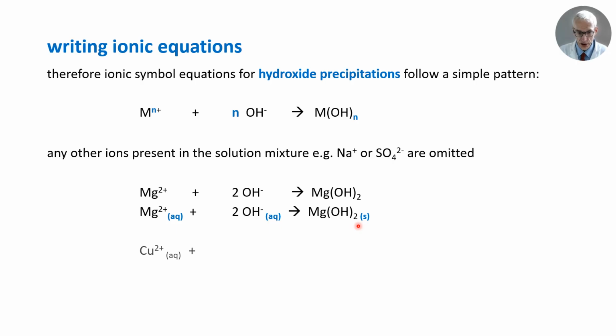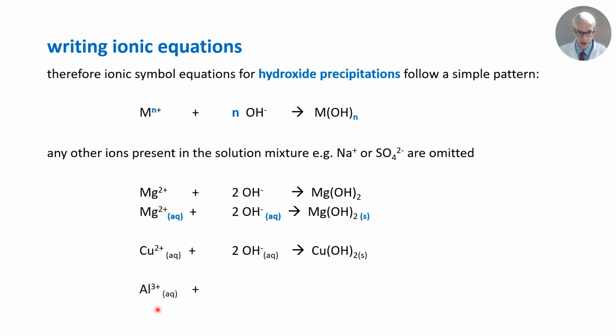Looking at that model, could you complete the ionic equation for the formation of copper hydroxide, including state symbols? Pause, come back to check and correct when you are ready. Okay, so copper 2+, so 2 hydroxides. Copper hydroxide is a solid. The hydroxide ion, of course, is in solution.